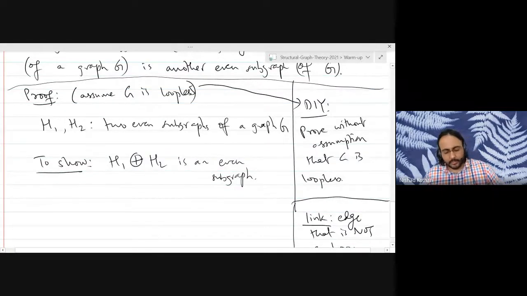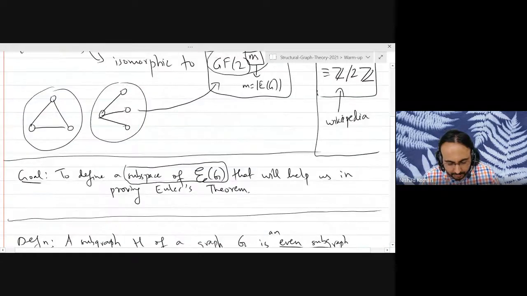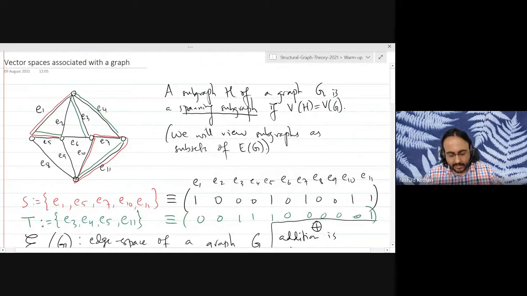Anyone? How would we prove this statement? We have two subgraphs. Let's go to our example. We have a red colored subgraph and a green colored subgraph. They are both even subgraphs. That is not true in this example, but that's not the point. We have these two even subgraphs, and we want to show that their symmetric difference is another even subgraph.